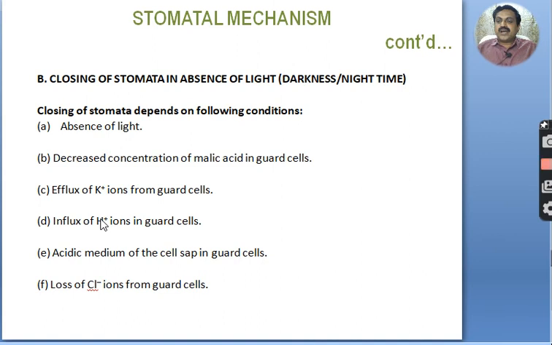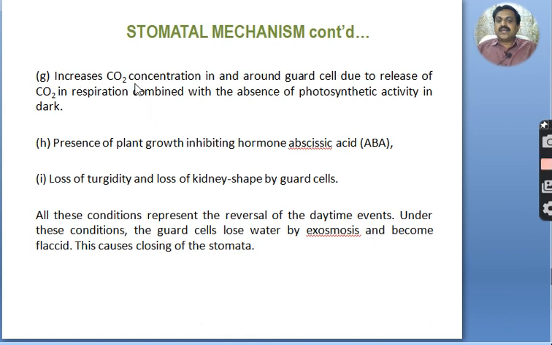Protons had come out of the guard cells first. Now the protons again enter, influx of protons into the guard cells. Acidic medium of the cell sap of the guard cells is created, and loss of chloride ions, and as a result increased concentration of carbon dioxide in and around the guard cells, due to release of carbon dioxide in respiration combined with absence of photosynthetic activity in the dark, presence of plant growth inhibiting hormone abscisic acid, loss of turgidity, and loss of kidney shape of guard cells.